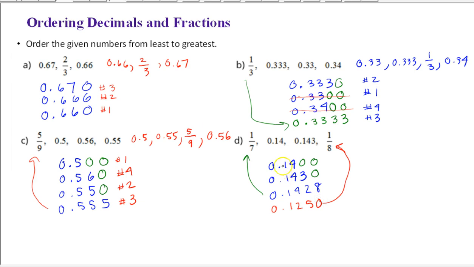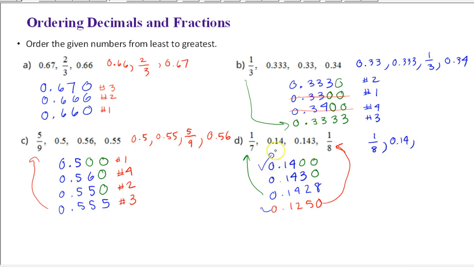Okay. So now just looking at 1400, 1430, 1428, and 1250. Well, 1250 is the smallest, and that referred to 1/8, so that's our first number. Just going to start writing our list here. Okay, now we've done that one. Next, the 1s and 4s line up on all of these. The third place value, this first number has a 0, so it's the next smallest. So that's 0.14.